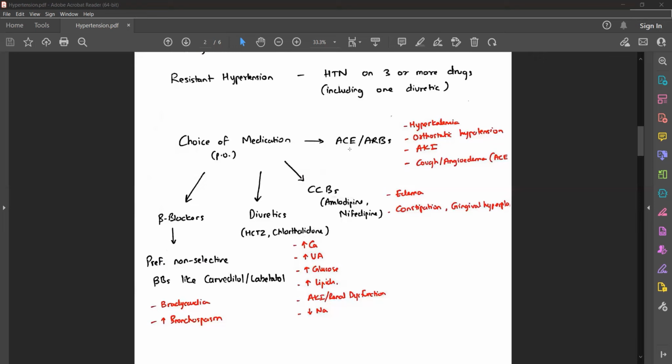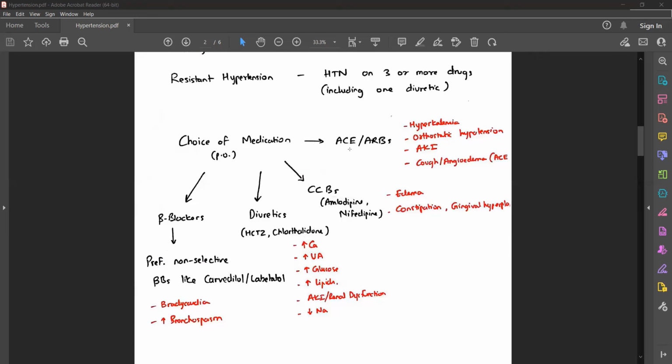Then coming to beta blockers, they were previously used very commonly as the first line medication, but nowadays they are not considered a great medication to control someone's blood pressure unless they have a comorbidity that warrants the use of beta blockers. Even among beta blockers, I would say the non-selective beta blockers are preferably a better medication to control blood pressure, like carvedilol and labetalol.